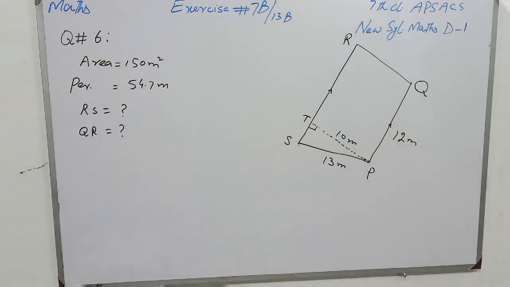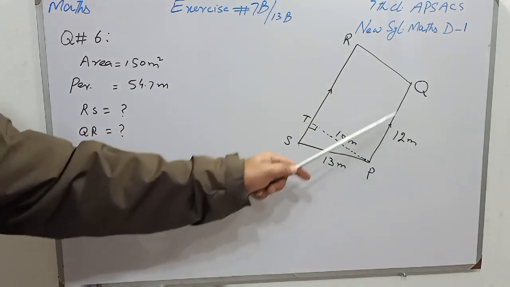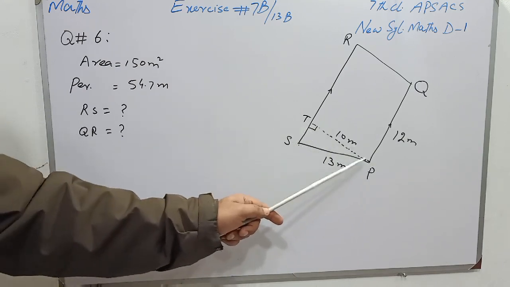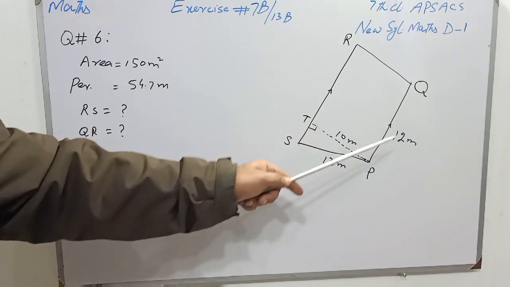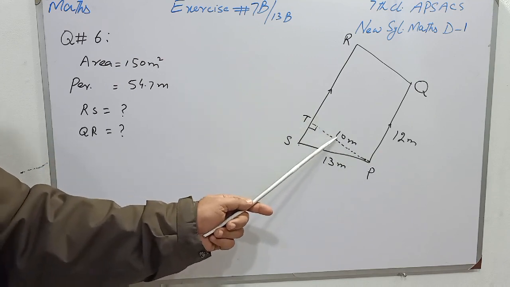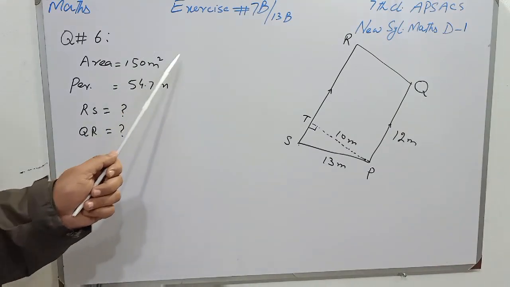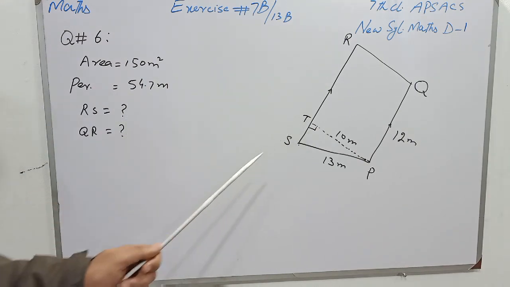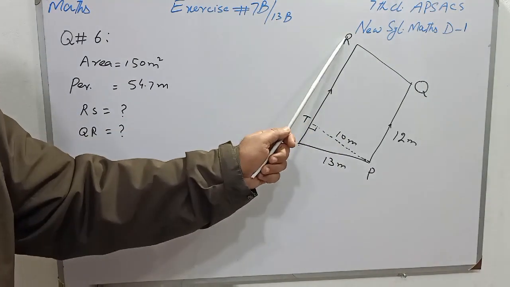Students, question number 6 of the same exercise. PQRS is a trapezium in which PQ is 12 meter, PS is 13 meter, and PT, that is perpendicular or height for this trapezium, because RS and QP are parallel lines. So PT will be the height and its value is 10 meter. And the area of this trapezium is 150 meter square, and perimeter of this trapezium is 54.7 meter. And we have to find RS as well as QR.